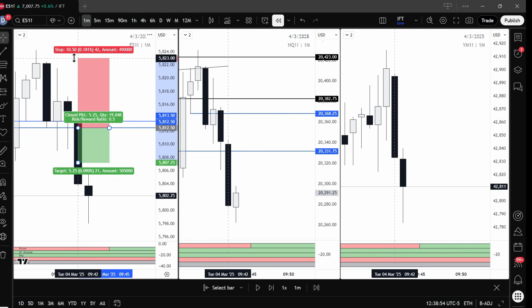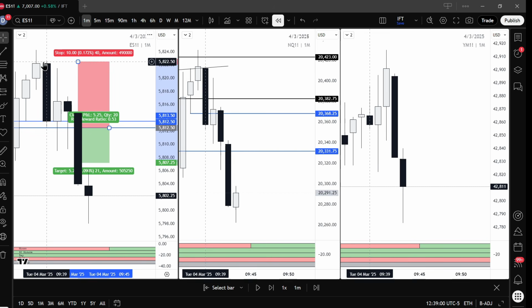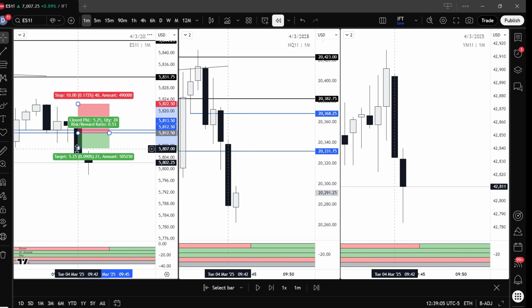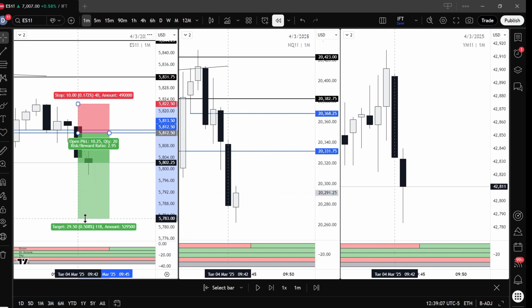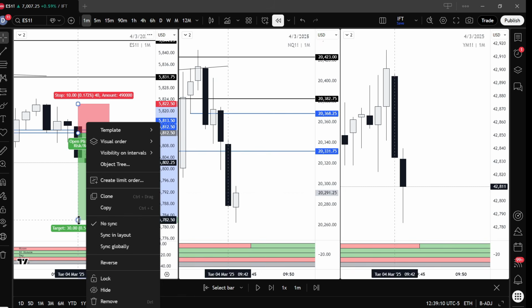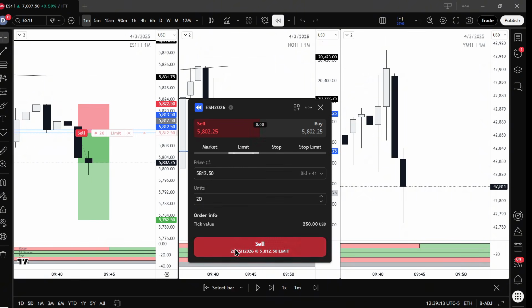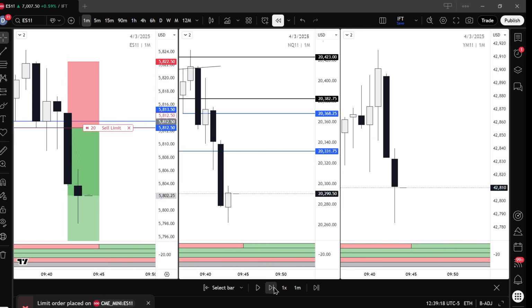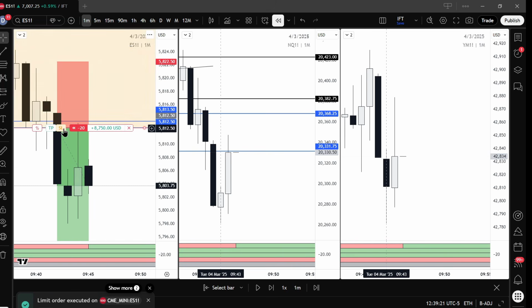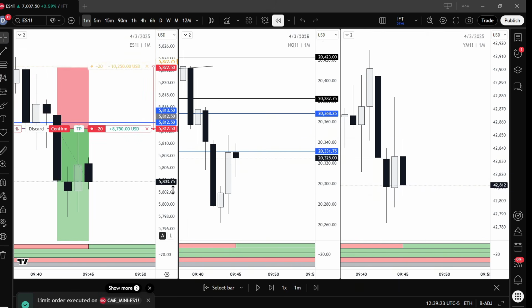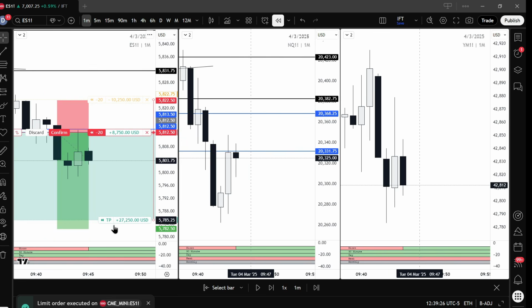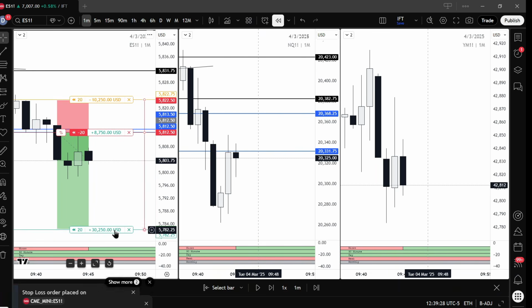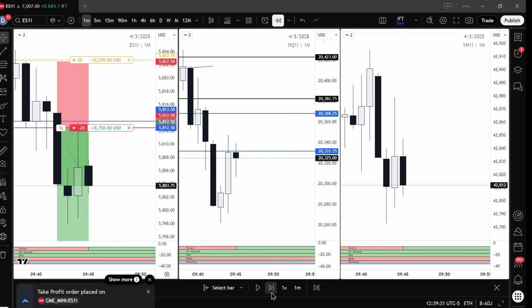But what I will do is I'll just put it above the bodies. You can put it above the bodies because if it really reaches all the way back to the bodies, it's probably also going to take out the high. So if you want to be very savvy on your stop loss, you can do it that way. Take profit 1:3, and we will create a limit order. Right, so let's see what happens. Trigger into the trade. We'll place the stop loss, we'll place the take profit, and we will see what happens.